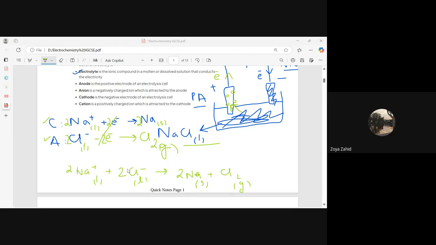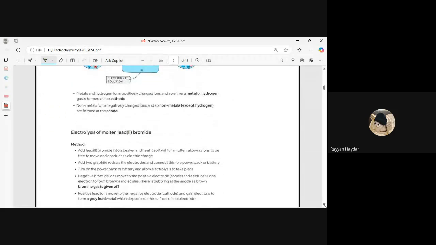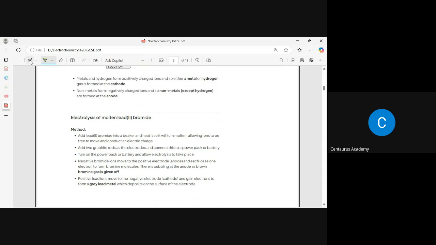Okay. Yes, moving on to the next one. Is this point clear so far regarding how to write your half equations, how to find out the products, what would be the observations? Clear? Yes, miss. Okay, when we look into this, the metals and the hydrogens are usually deposited onto the cathode, whereas the non-metals tend to be deposited at the anode.